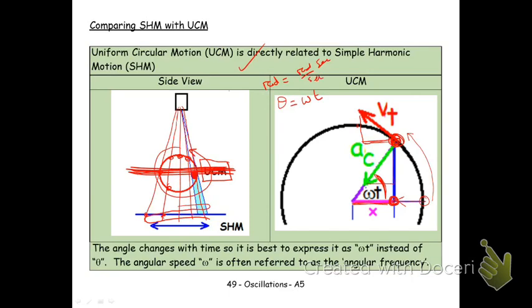By all means feel uncomfortable about omega t, but by tomorrow get comfortable with it, because it's just an expression. The angle changes in time. It changes by the angular speed times time. We're going to call it angular frequency because we're dealing with oscillations. Omega is angular frequency now.